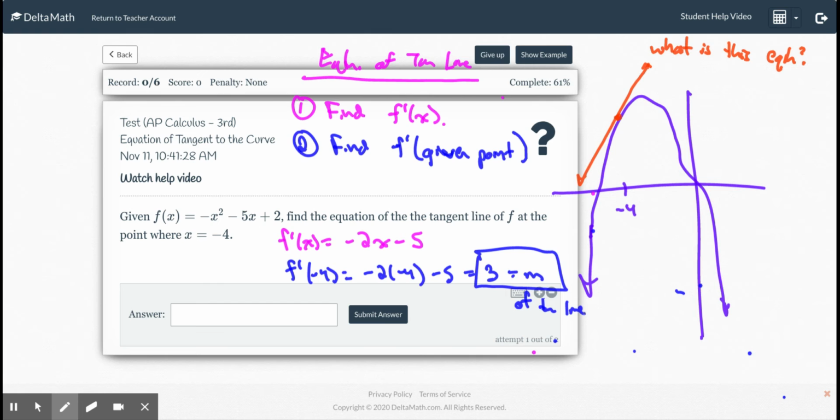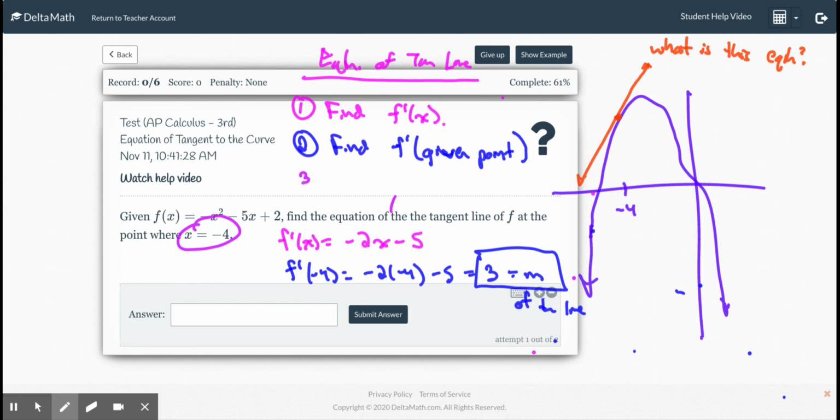In order to write an equation of any line, you need a few things. You need a slope and you need a point. So now we have a slope. We almost have a point. We don't have an entire point. We have an x value, right? So what do we need? We need a y value.